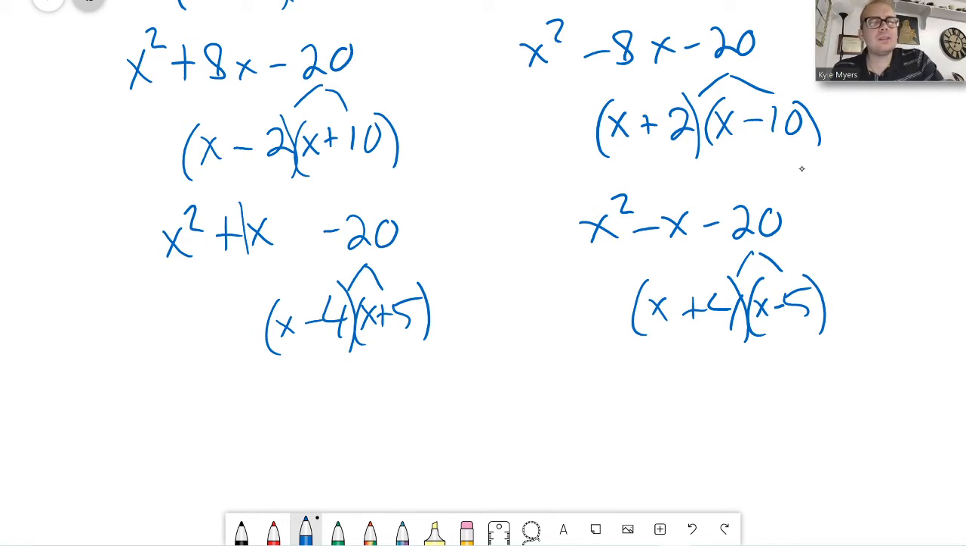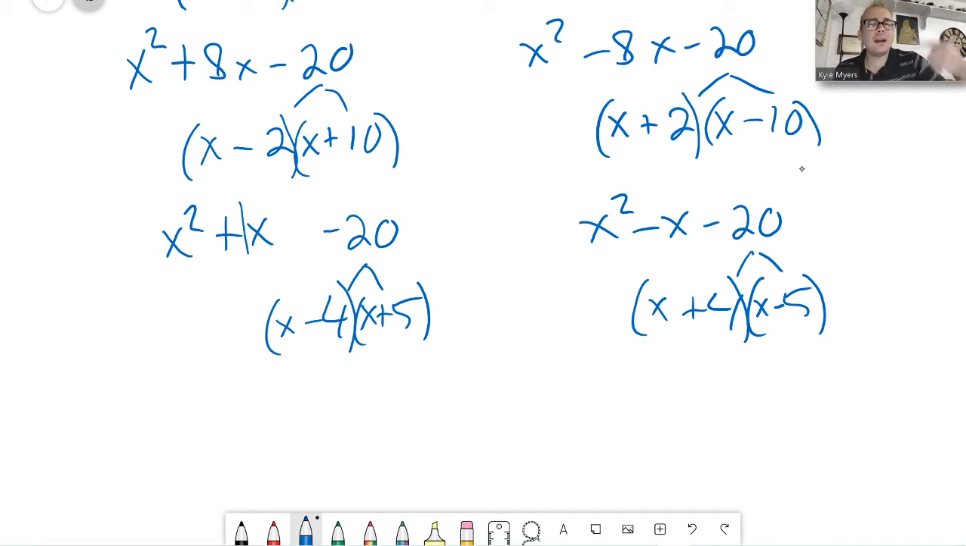And again, the reason why I do this is because, and you can check this by FOILing, x times x is x squared, check. X times negative 5 is negative 5x. 4 times x is positive 4x. Negative 5x plus 4x is negative 1x. And then, of course, 4 times negative 5 is negative 20.